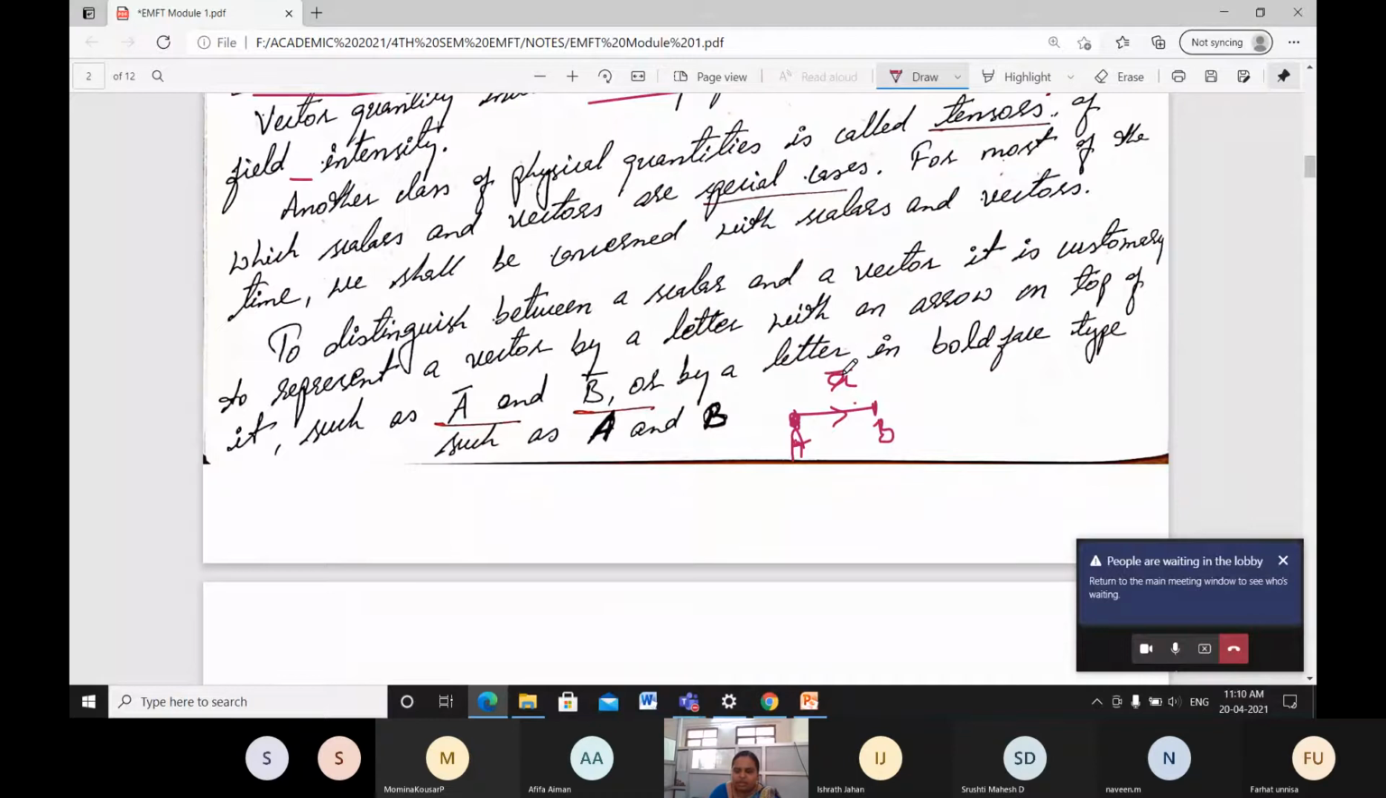An arrow or else a bar is enough, a small line on a. This indicates our vector quantity. Here an arrow is given on the top, representing a vector quantity a bar and b bar. Okay, here I give an example.